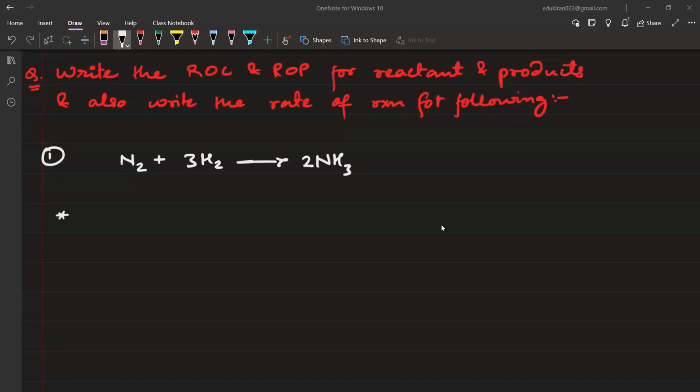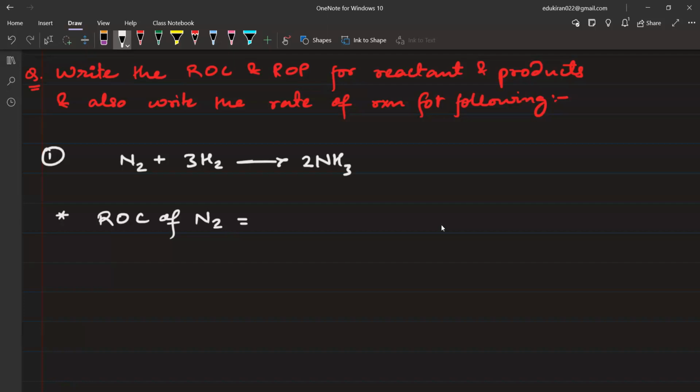Rate of consumption. See, this is something that you should know. I'm starting from the very basics. Read the reaction. Is it a reactant or product? If it is a reactant, then it will be consumed, so we'll write the rate of consumption. So ROC of N2 is equal to, when you are writing rate of consumption, you are only looking at the N2. Never see the complete reaction whenever you are writing consumption of N2, consumption of H2, or production of NH3, because in consumption and production, you are not looking at the reaction.